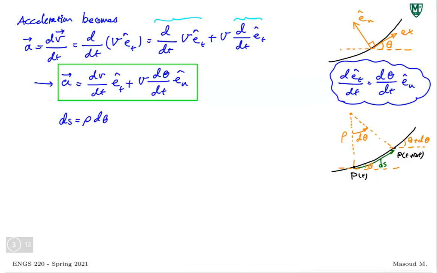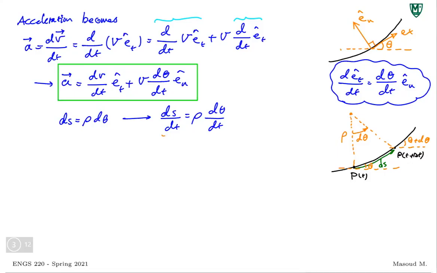Now, if you just multiply this by dt from both sides, or you can think about it as taking a derivative with respect to time, it depends on how you look at it, it would be ds dt is equal to rho d theta dt. Now ds dt is v.